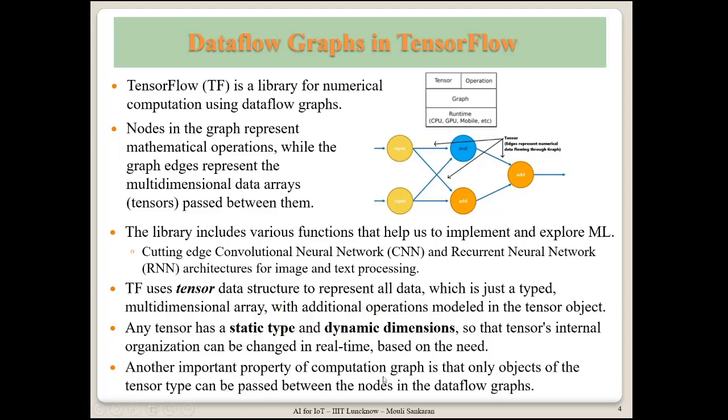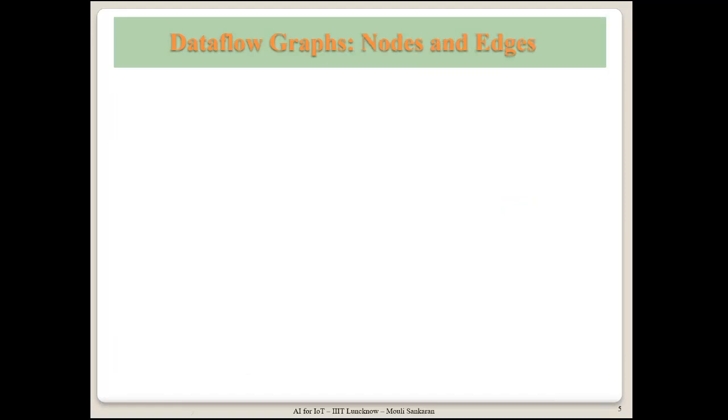Another important property of the computational graph, or dataflow graph, both are the same, is that only objects of tensor type can be passed between the nodes. Only tensors can pass through, like only electricity can pass through our electrical connection at home, the same 230 volts. You can't connect a US voltage here, which would break down all our electric connections. I hope you have this basic understanding.